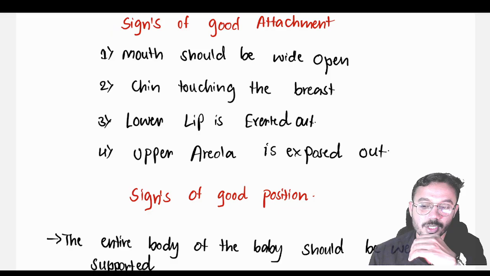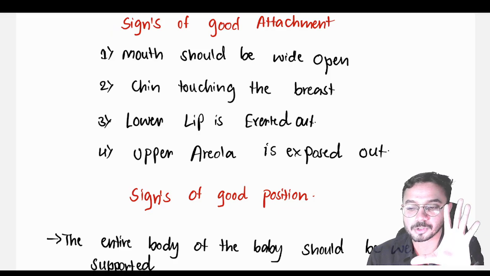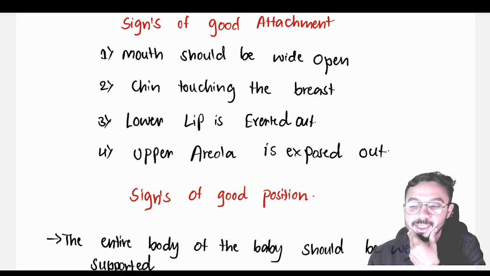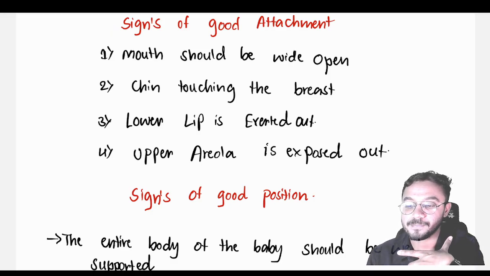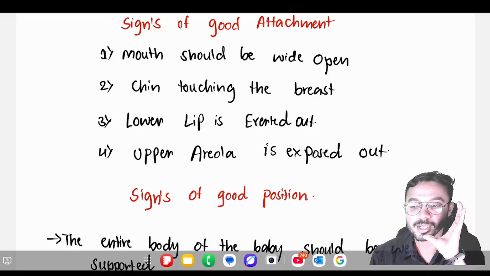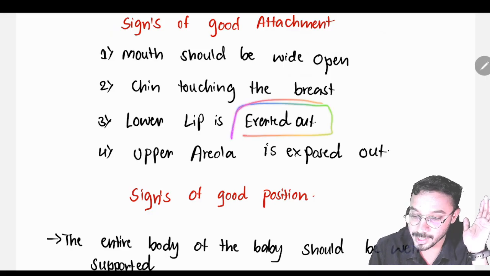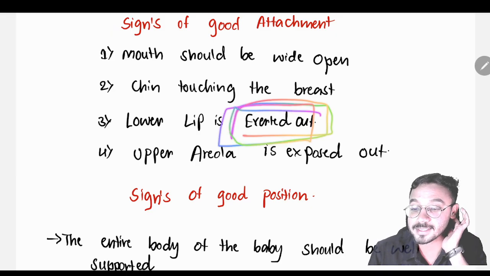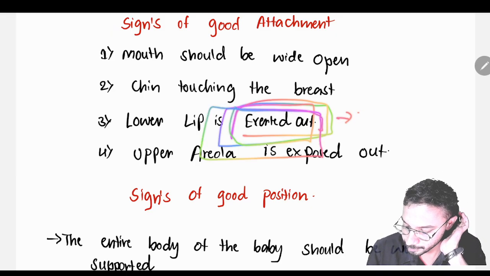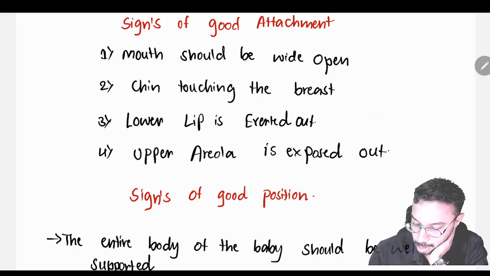The signs of good attachment: the baby's mouth should always be wide open, and the baby's chin should touch the mother's breast. Baby's chin touching the breast, mouth wide open, and lower lip everted. Everted is nothing but outward, not inverted. The examiner may put it inward, that is wrong. The lower lip should always be everted, or out.